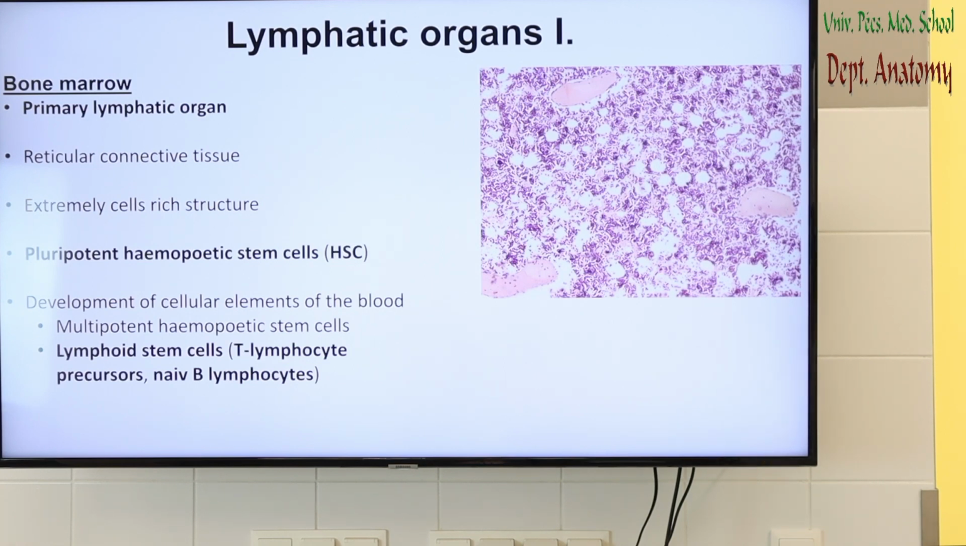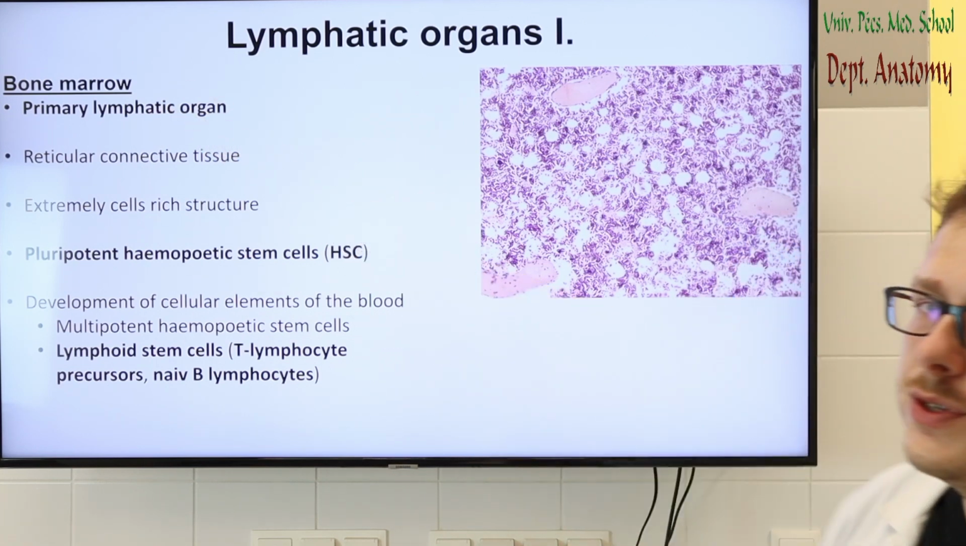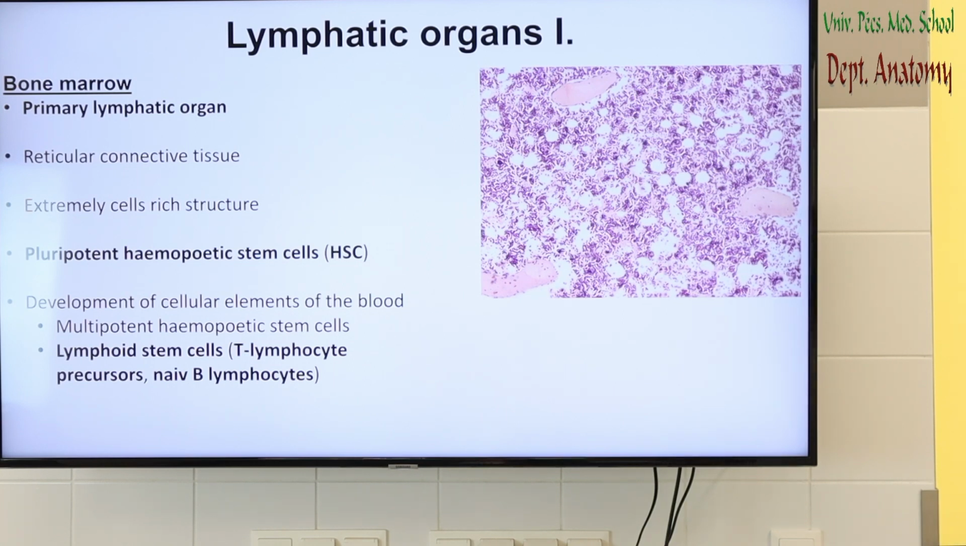You can put the lymphatic organs into two major groups. One group is the so-called primary lymphatic organs. The difference between primary and secondary lymphatic organs is the fact that in primary lymphatic organs, the lymphatic cells are produced. Here you can see the bone marrow. On the example of the bone marrow, we can collect the most important features of lymphatic organs.